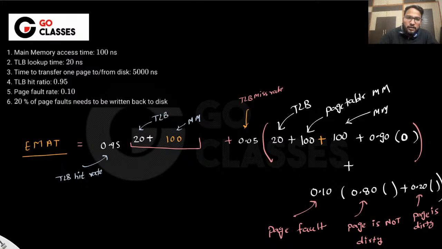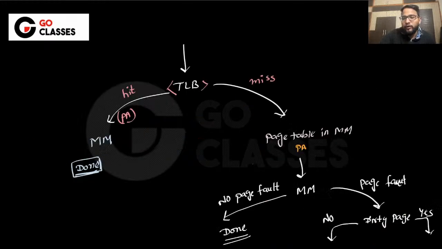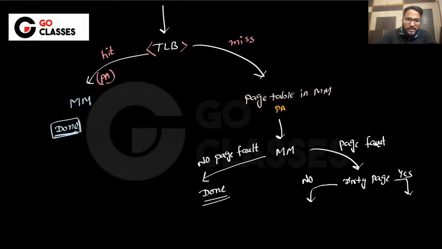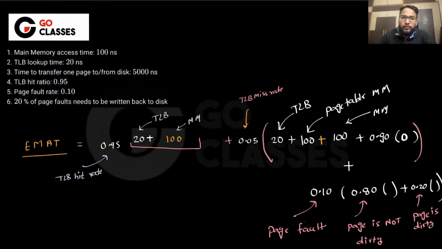Now let's check what's going to happen if the page is dirty or not dirty. If the page is not dirty, what will you do? Can you tell me? You will go to the secondary memory. In both cases you go to the secondary storage and bring that page into the main memory. That's what is given to us: the transfer of one page from the hard disk to the main memory takes 5000 nanoseconds, right?